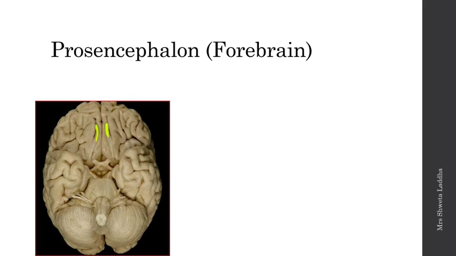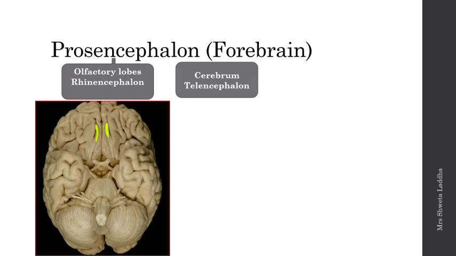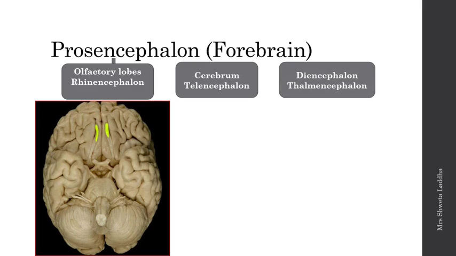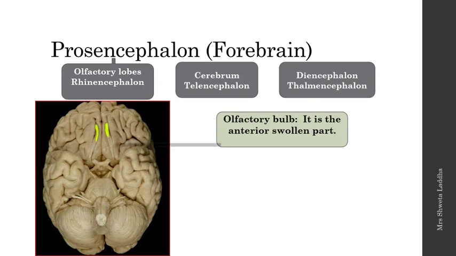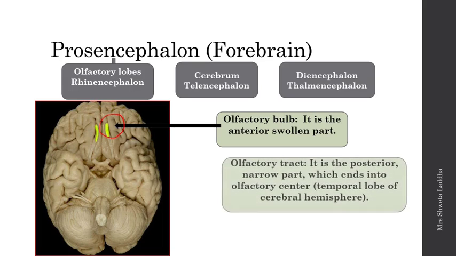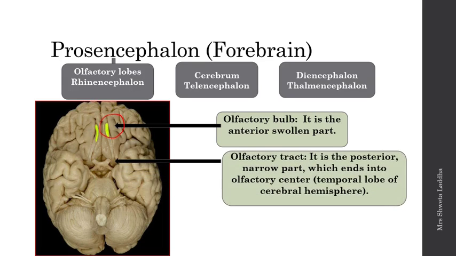Now the prosencephalon, the forebrain, consists of three major parts: the olfactory lobes, also called rhinencephalon; the cerebrum, called telencephalon; and the diencephalon, the thalamencephalon. Let us see in detail about all these three. First, the olfactory lobes. They consist of two parts. This yellow-colored swollen anterior part is the olfactory bulb, and the posterior pipe-like region which is innervating into the temporal lobe is the olfactory tract.